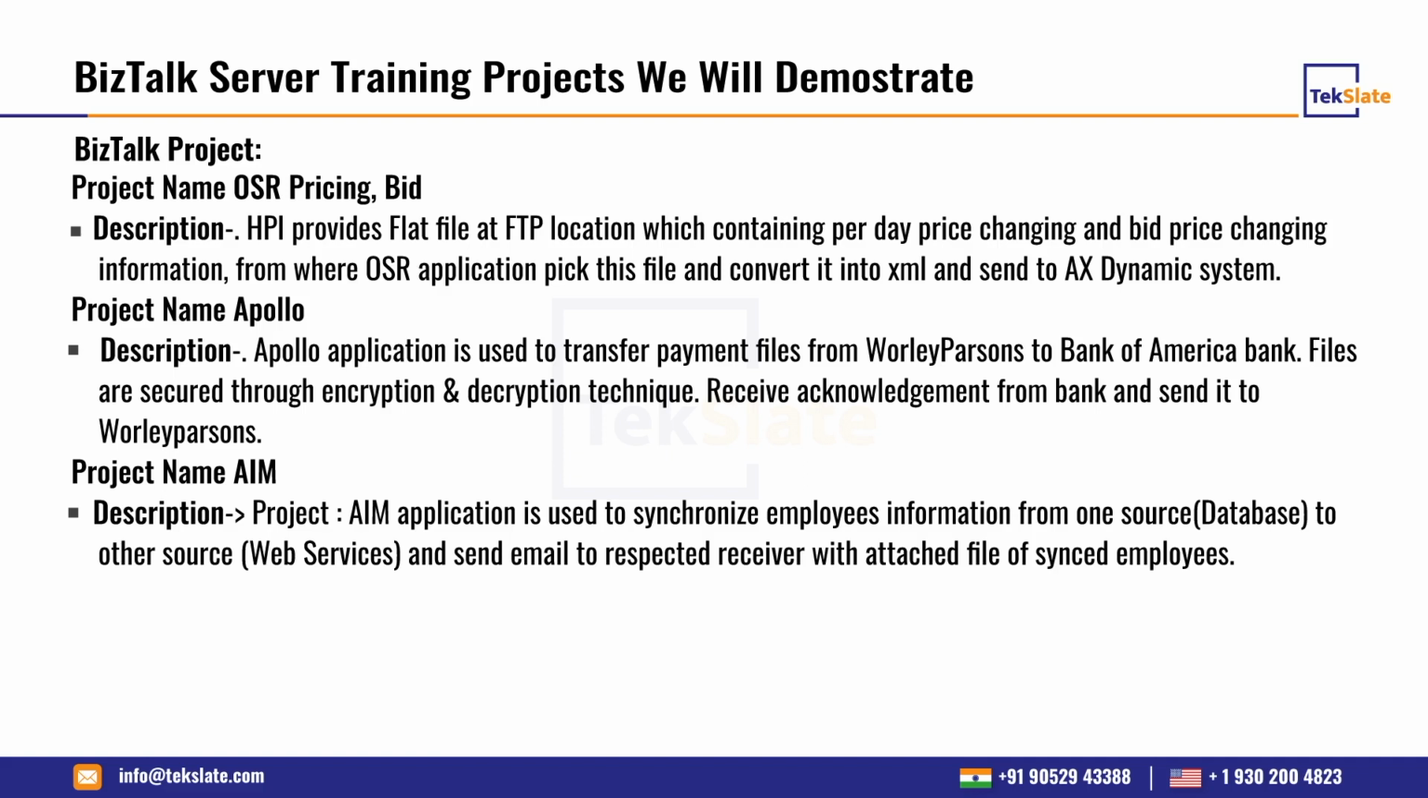The next project is Apollo. Apollo is used where we have a client sending us sensitive information of the customer, like payment information and salary information. We receive this information from the client, but the client wants encryption and decryption on the messages. BizTalk also helps you secure your messages with the help of encryption or decryption techniques. You can have a certificate also. Using the certificate, you can make your messages encrypted or decrypted.